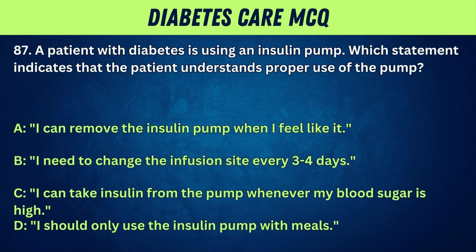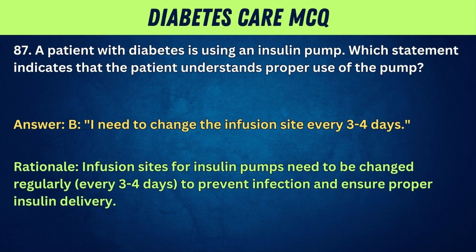87. A patient with diabetes is using an insulin pump. Which statement indicates that the patient understands proper use of the pump? A. I can remove the insulin pump when I feel like it. B. I need to change the infusion site every 3 to 4 days. C. I can take insulin from the pump whenever my blood sugar is high. D. I should only use the insulin pump with meals. Answer. B. I need to change the infusion site every 3 to 4 days. Rationale. Infusion sites for insulin pumps need to be changed regularly, every 3 to 4 days, to prevent infection and ensure proper insulin delivery.